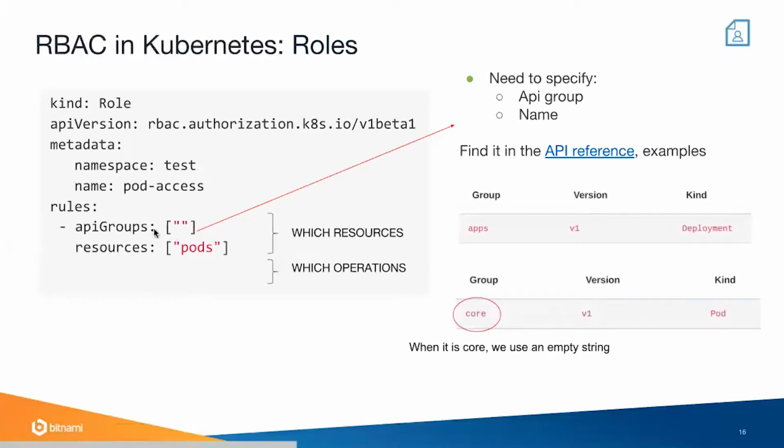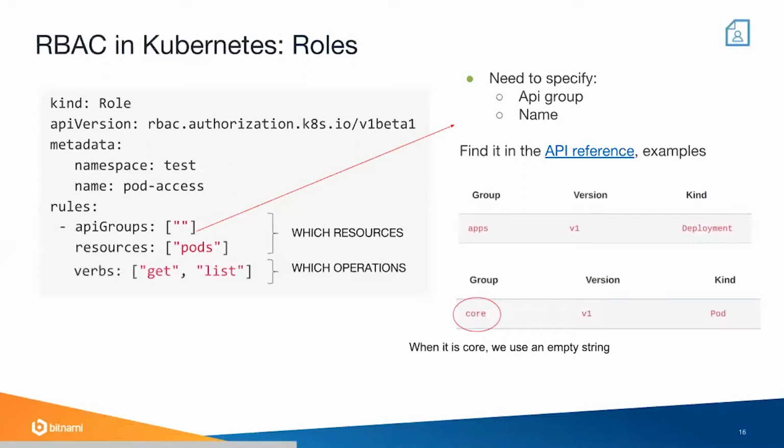So you will say pods, you can specify it in an array, and the API groups. Same for pods from the group core, which is using an empty string. Don't ask me why, but that's how it works. And if it was deployment, you will put here deployments and group apps. And now the last part, the operations, is just another array. You will say verbs, get and list, for example. So that's the idea. So role, resources, and operations.